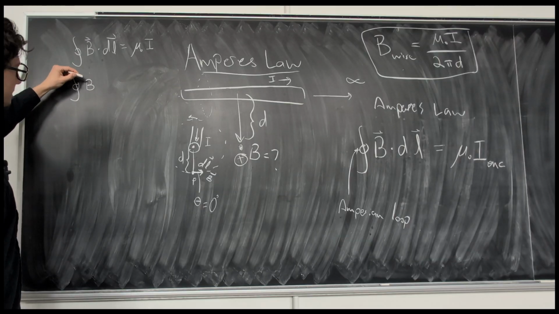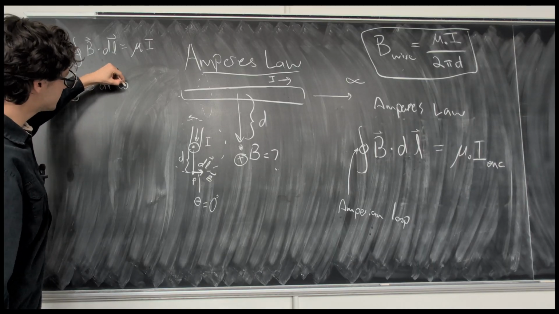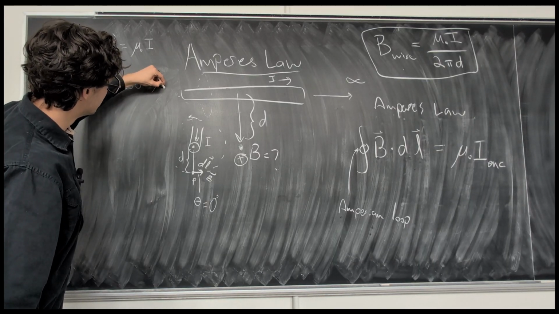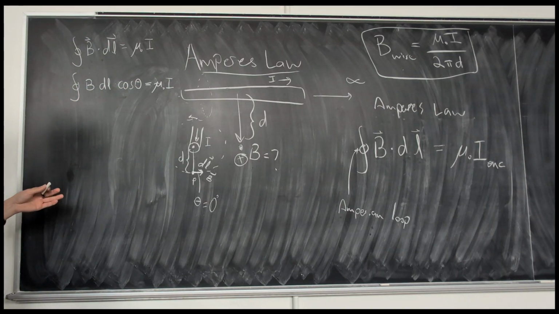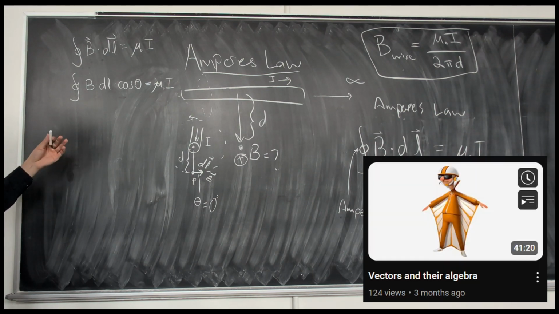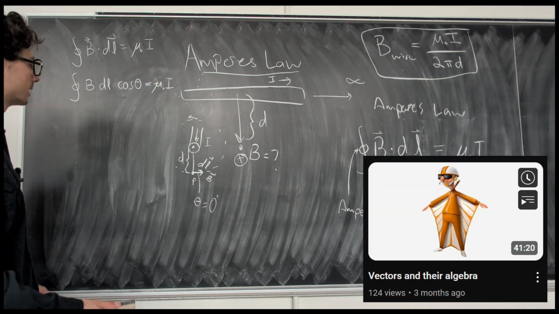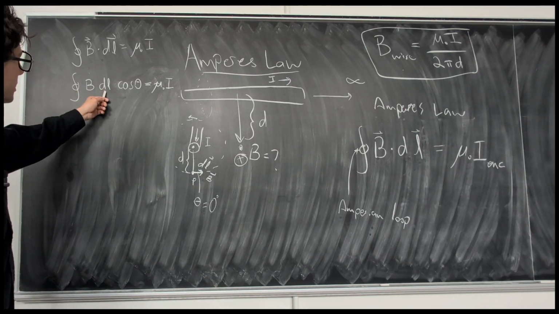So how you expand this is the magnitude of B times the magnitude of dl times the cosine of the angle between them, equals mu naught I. If this stuff scares you, you have to take a look at some vector videos: cross product, dot product, how to expand those. I did some videos related to that. Check those out if you want a refresher guide. Probably not quick, it's like a 40-minute video. Anyway, now we can plug stuff in.